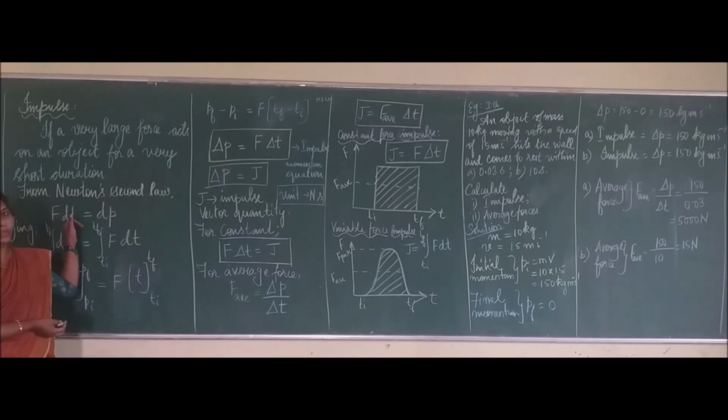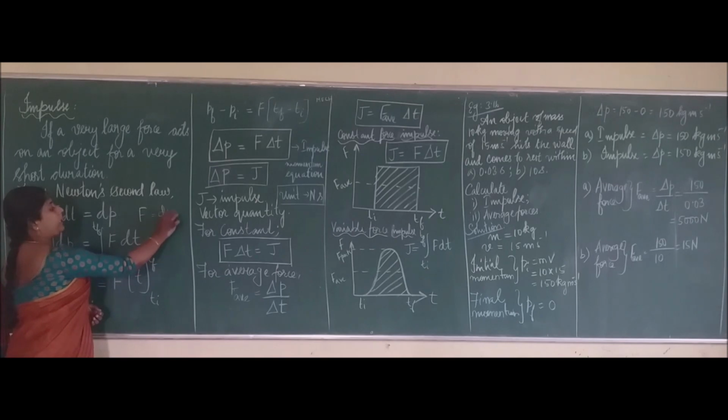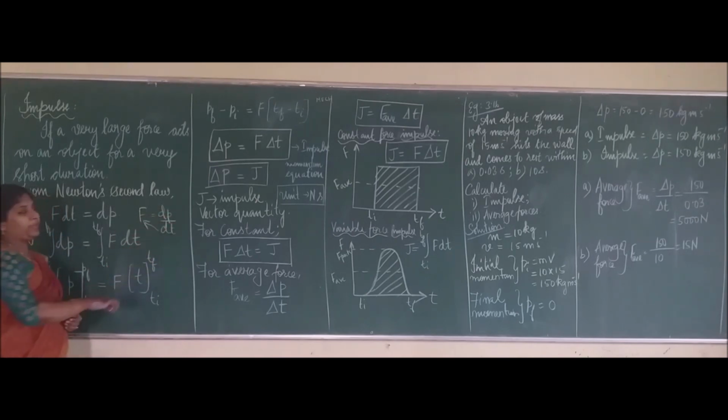From Newton's second law, force is the rate of change of momentum, that is F equals dP by dt. By cross multiplication, we get F into dt equals dP. Next we integrate this. The integral of dP has the limits initial momentum Pi to final momentum Pf, equal to the integral of F dt, with time limits from initial time Ti to final time Tf.